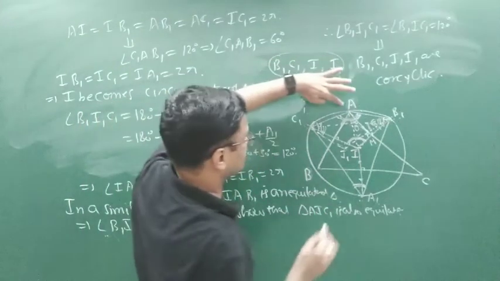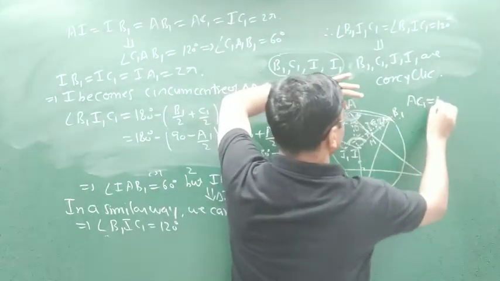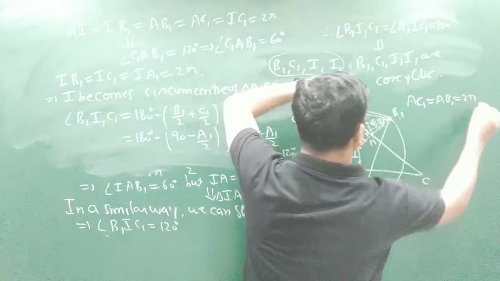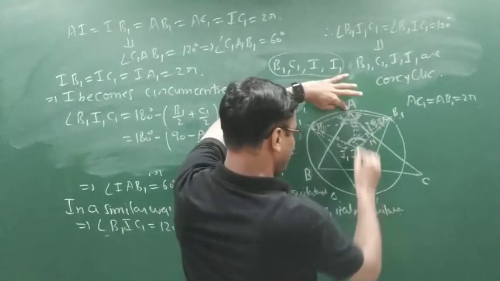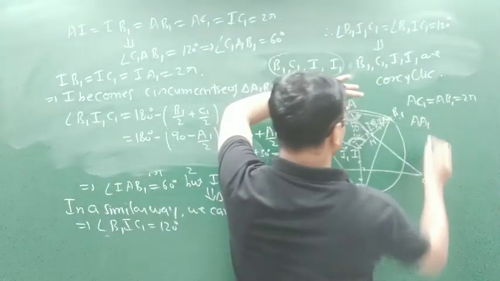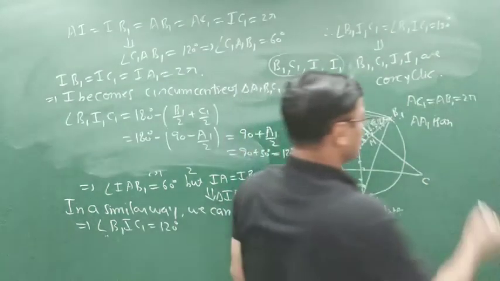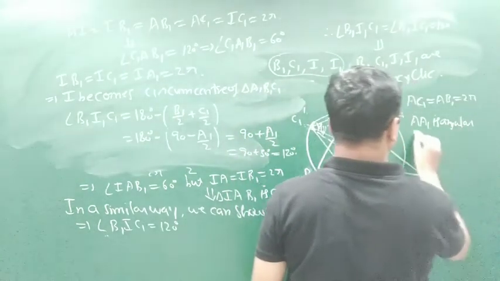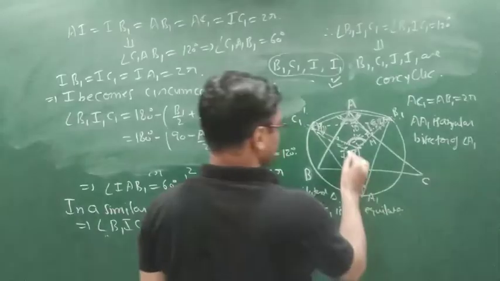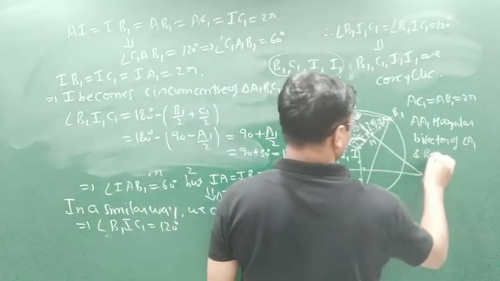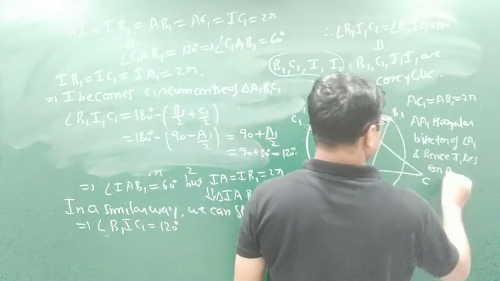And we can also comment about the location of the incenter of triangle A1B1C1, because I observed that the distances AC1 and AB1 are equal. AC1 equals AB1 equals 2R. And if these two distances are equal, it means that AA1 is the angular bisector of angle A1, and hence I1 lies on AA1.